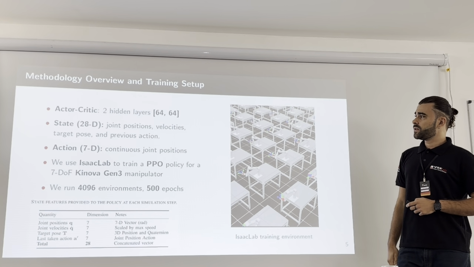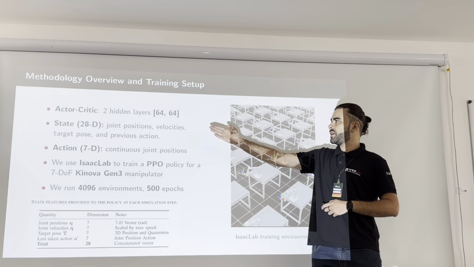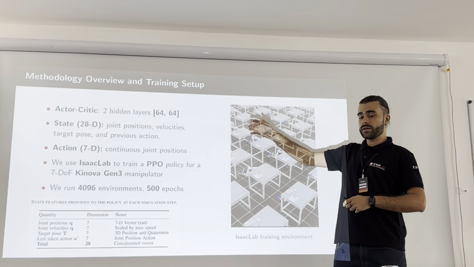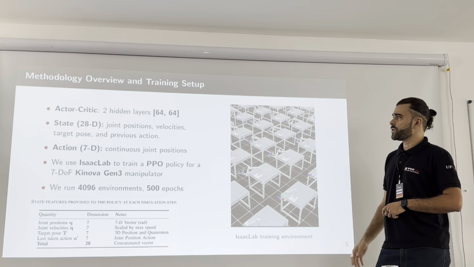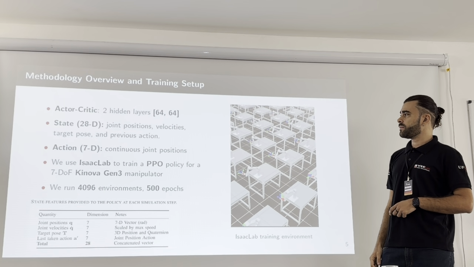Our methodology has two hidden layers on both the actor and the critic networks. So we use 64 hidden units on each one of them.